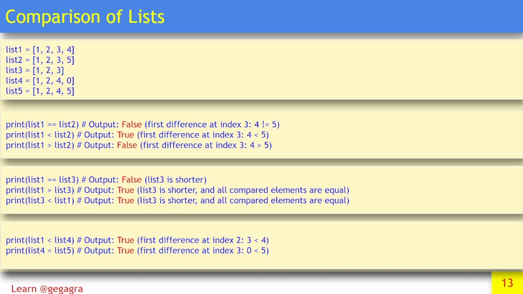And list 4 less than list 5. What is list 4? List 4 is 1, 2, 4, 0. Up to 1, 2, 4 this is equal, but on index number 3 there is a difference. The difference is at index number 3: 0 is less than 5, and that is why it will return true.